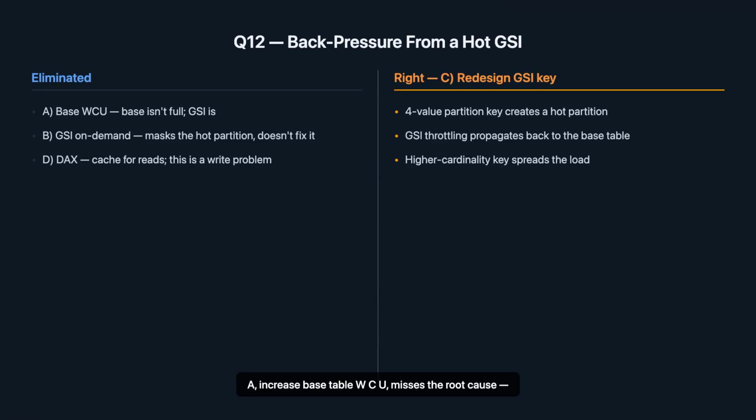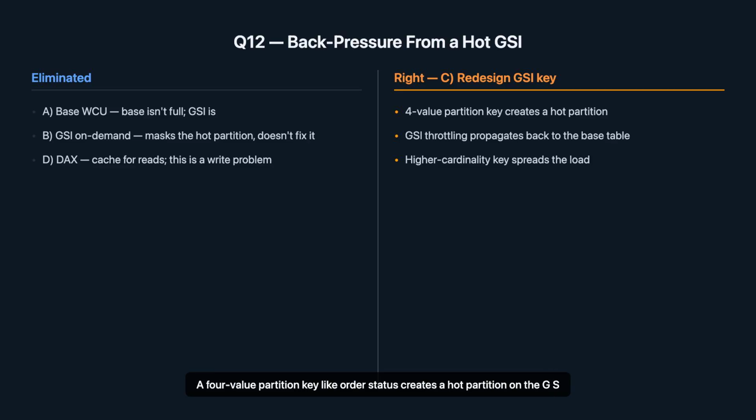Increase base table WCU misses the root cause. The base isn't full, the GSI is. B, switch the GSI to on-demand masks the hot partition without actually fixing it. D, add DAX is a read cache. This is a write problem. That leaves C, redesign the GSI partition key for higher cardinality.